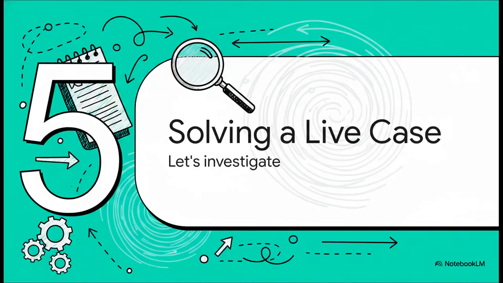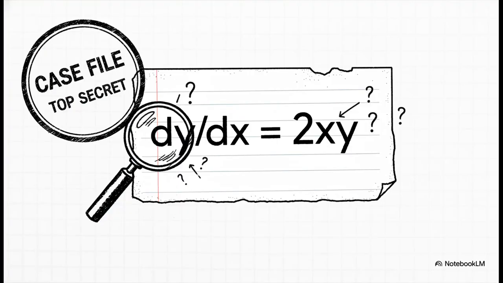Theory is one thing, but a detective proves their skills out in the field. So let's apply this new technique to a live case file. We're going to solve this thing together, step by step. Here it is. Here's our case. dy/dx equals 2 times x times y. So we've been given the rate of change. Our job as detectives is to find the original function for y.